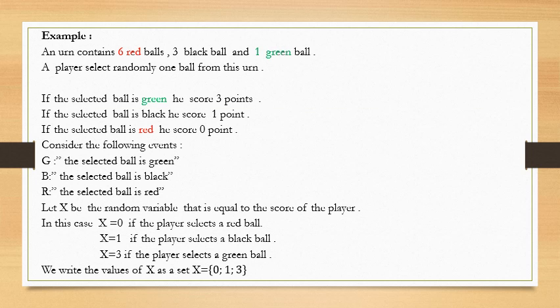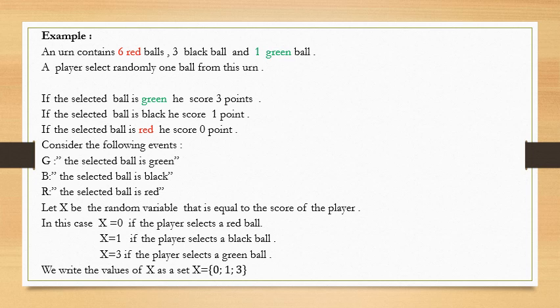Example. An urn contains 6 red balls, 3 black balls, 1 green ball. A player selects randomly one ball from this urn. If the selected ball is green, he scores 3 points. If the selected ball is black, he scores 1 point. If the selected ball is red, he scores 0 points.